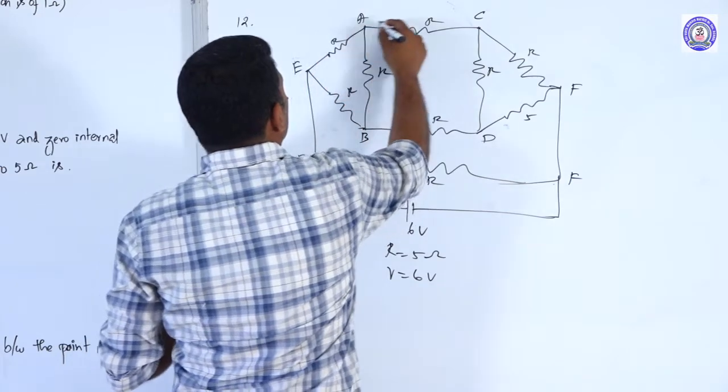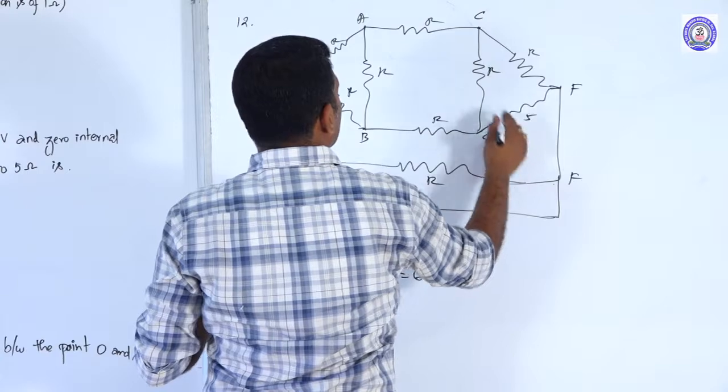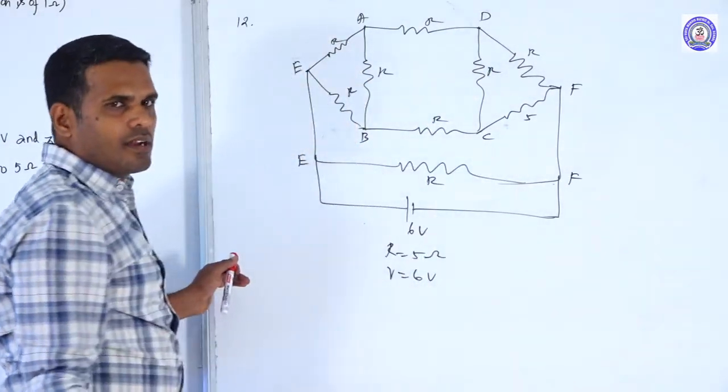They are asking you to calculate what is the current through this path AD. So this is BC and this one is AD. What is the current through this path AD? Current through the path AD.